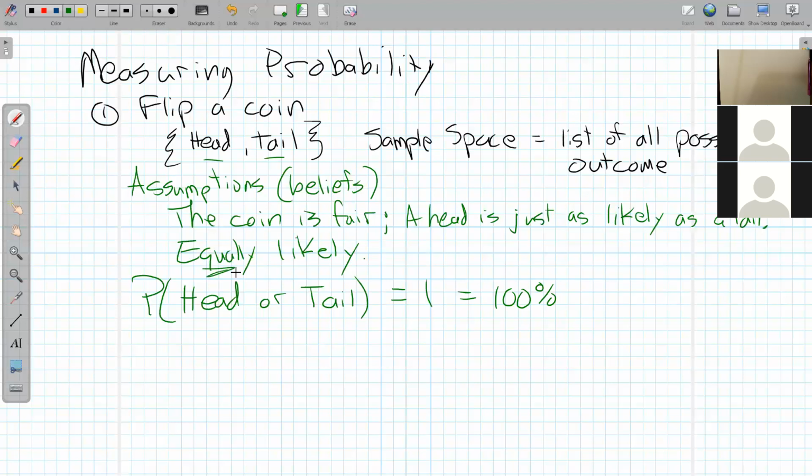Since they're equally likely, because this is fair, that means the probability of a head has to equal the probability of a tail, meaning they have to split this 100%. So that means they must be 50% each, which could be written as a fraction or a decimal or a percent.